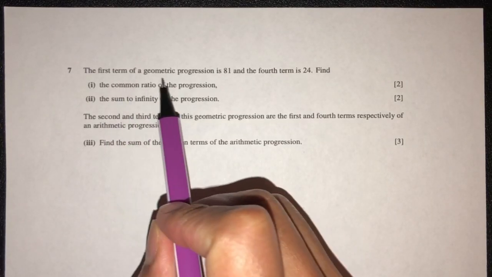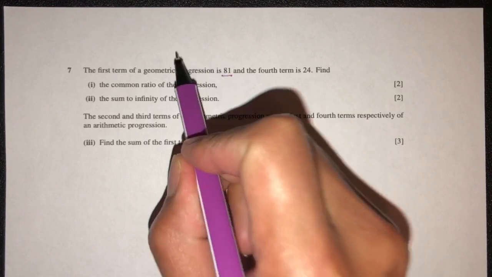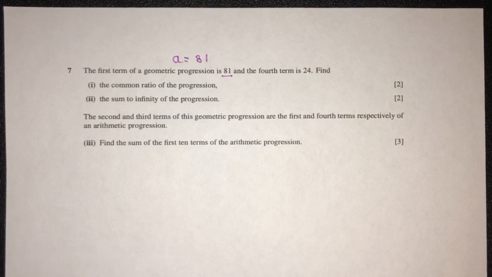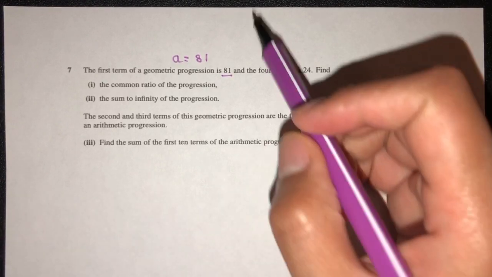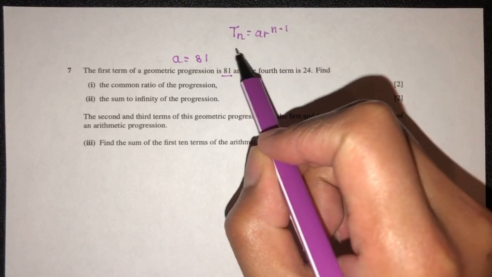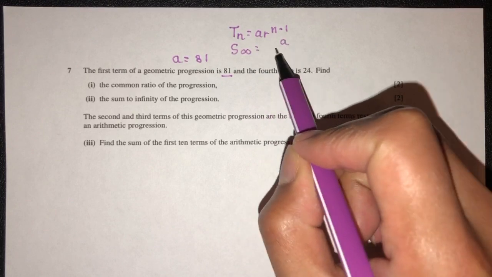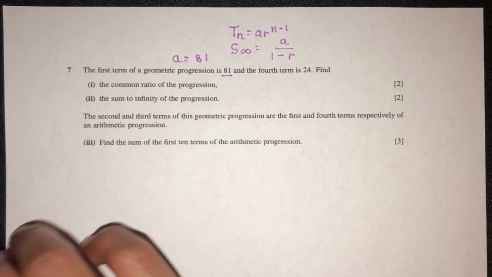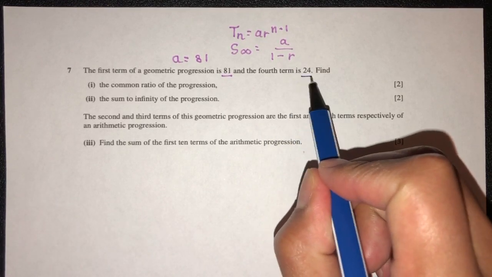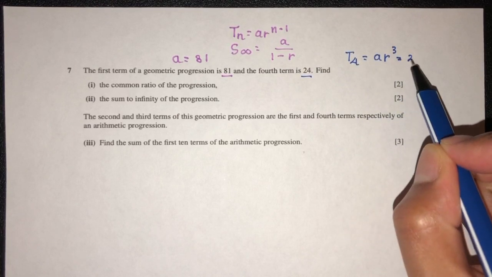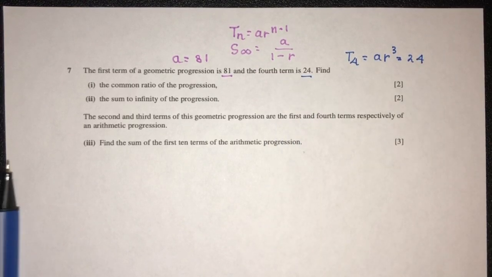The first term of a geometric progression is 81. So the first term is 81 and it is a geometric progression. Now, as soon as we know the type of progression, I will always advise to write down the formulas for this progression. For example, I know that the nth term will be a r to the power n minus 1. The sum to infinity will be a over 1 minus r. Again, this is given to you on your list of formulas, so you don't need to memorize this by heart. Now the fourth term here, which is t4, which will be a r power 3, has to be 24. This is given to you by the question.